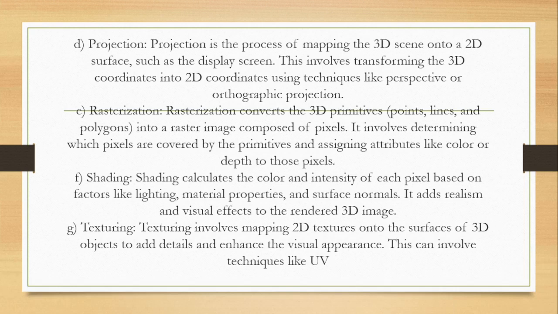Next one is rasterization. Rasterization converts the 3D primitives like points, lines, and polygons into a raster image composed of pixels. It involves determining which pixels are covered by the primitive and assigning attributes like color or depth to the pixel. Next one is shading. Shading calculates the color intensity of each pixel based on factors like lighting, material properties, or surface normals. Next one is texturing. Texturing involves the mapping of 2D textures onto the surface of 3D objects to add details and enhance visual appearance. This can involve techniques like UV mapping.